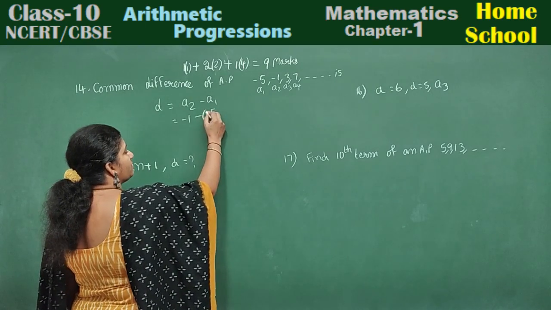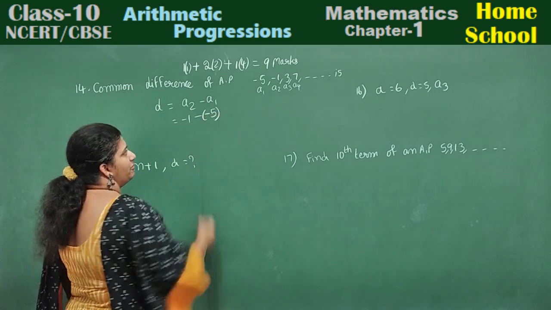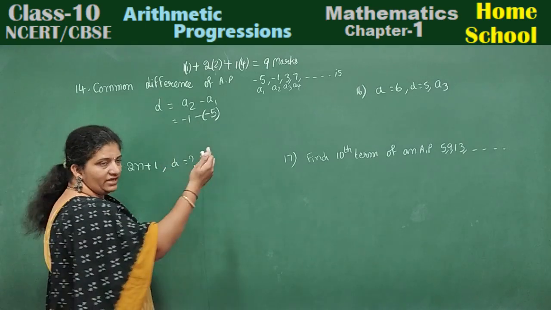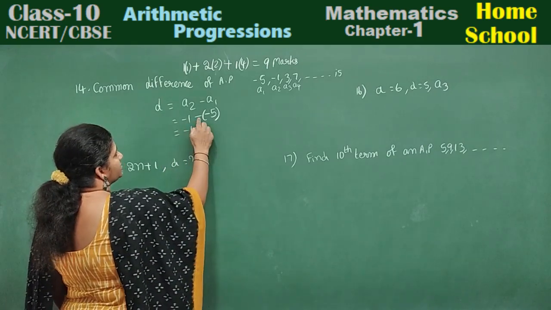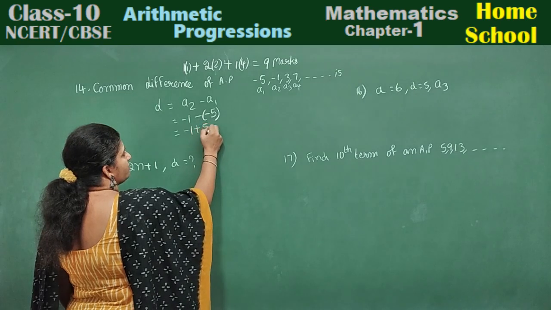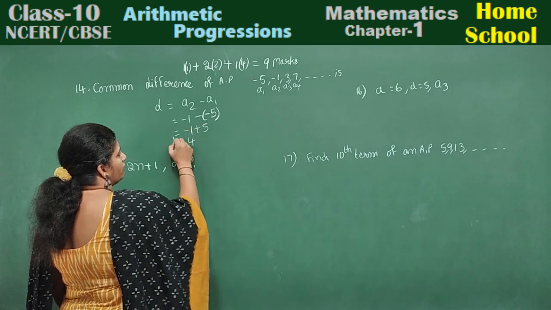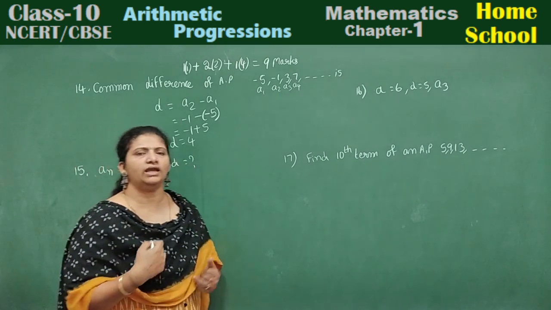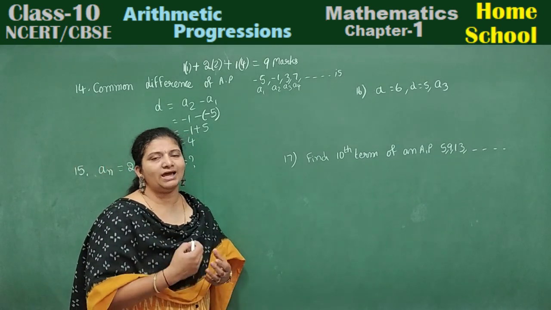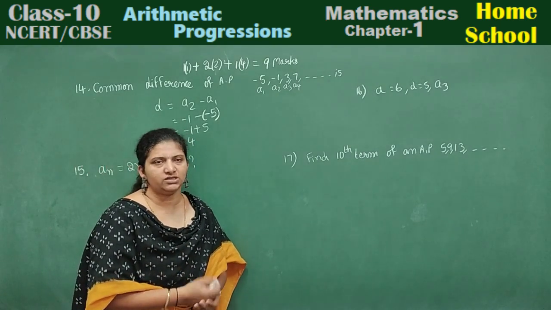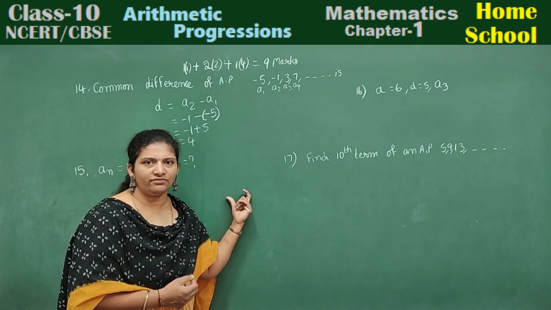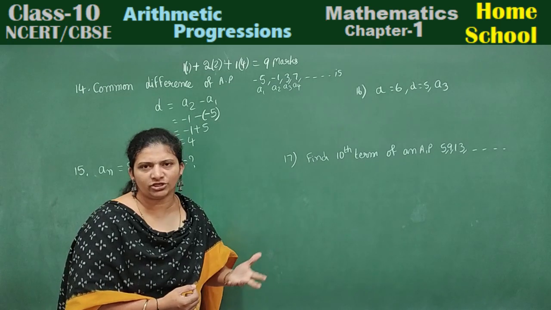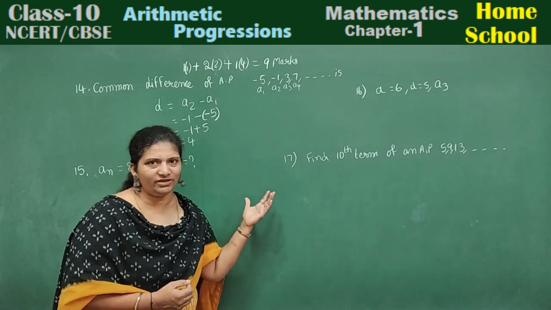So in order to separate them, please use a bracket: -1 minus (-5). That will be -1, minus into minus is plus, 5. 5 minus 1 will be 4. Therefore, common difference is equal to 4. Like this, you can take any arithmetic progression and try to find the common difference. Finding the common difference is very easy. You can take an example of 2-3 progressions and find the common difference.